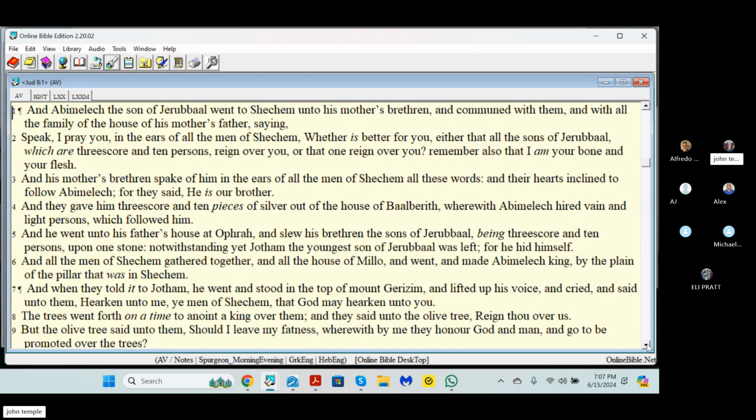So in other words, Abimelech, he's trying to become leader, and he's going to undercut everything, and he does a lot of bad stuff. He kills these 70 people, and he takes over. He's one of the most evil judges that they saw before the kings came out. Remember that also that I am your bone and your flesh. So he's buttering them up.